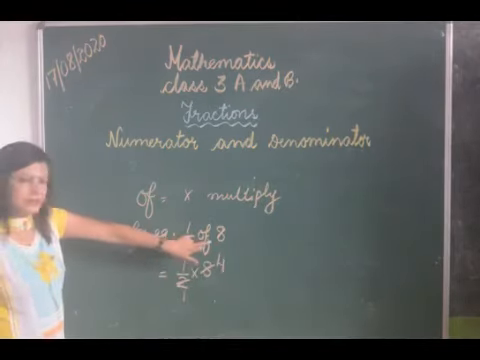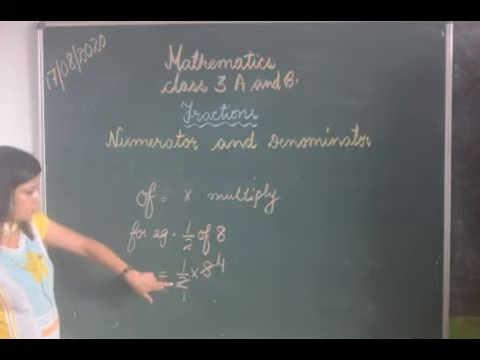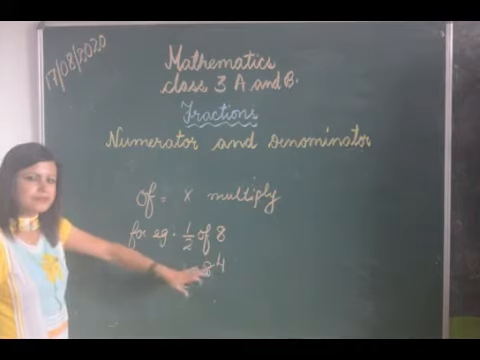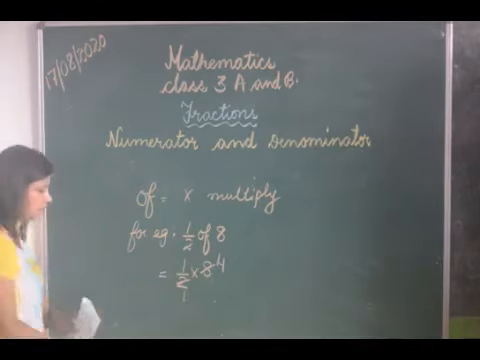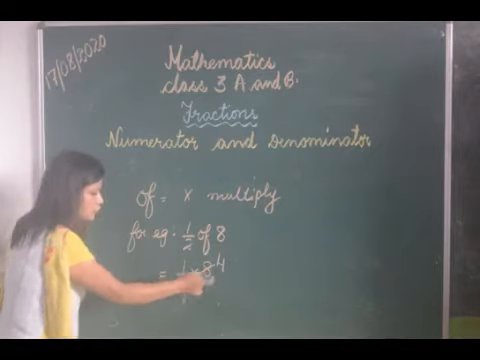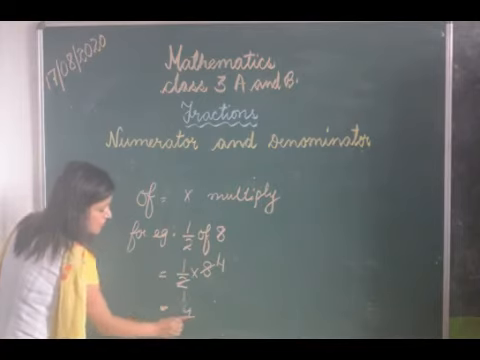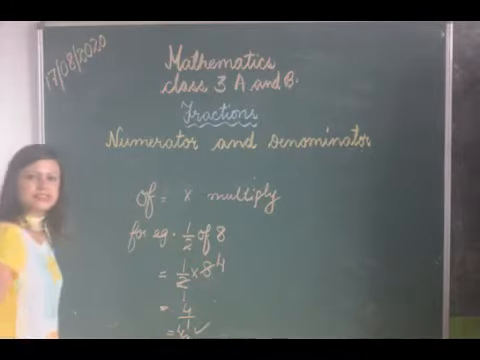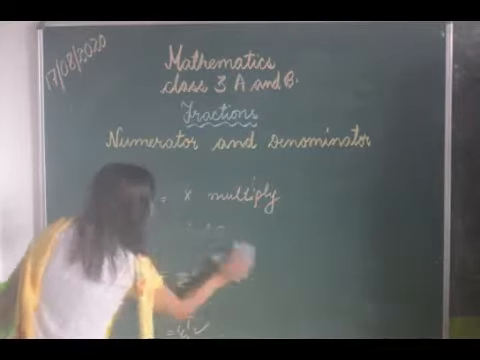Again I repeat, this OF represents the sign of multiply, into. So next step, 1 by 2 into 8. Then we have to cross multiply. Cross multiply means you just reduce the fraction. 2 ones are 2, 2 fours are 8. So what do we get here? Answer: 1 four is 4. There is 1 below. You can either write 4 by 1 or just write 4. Both answers are correct. This is how we do OF in fractions.